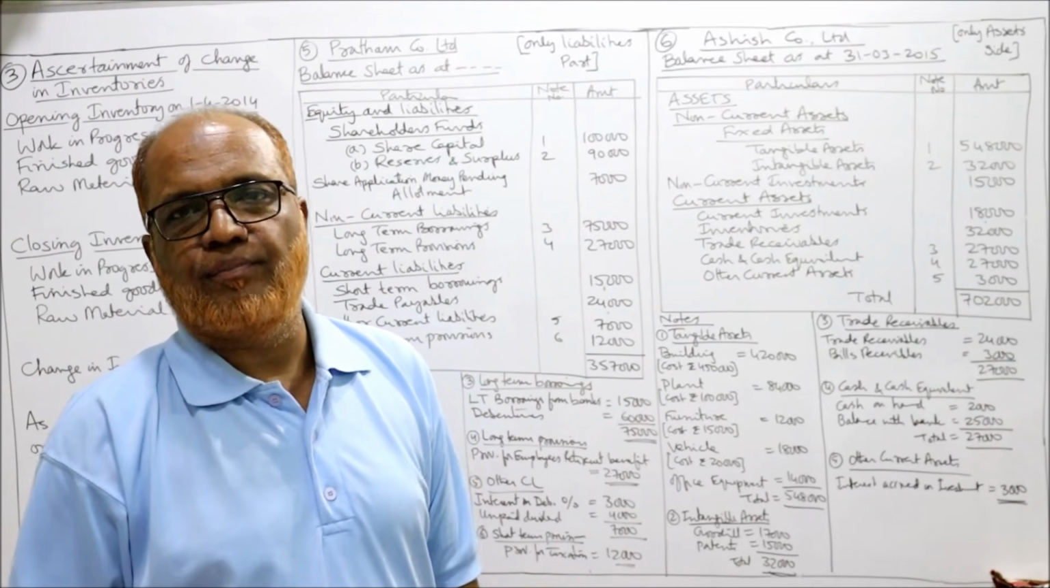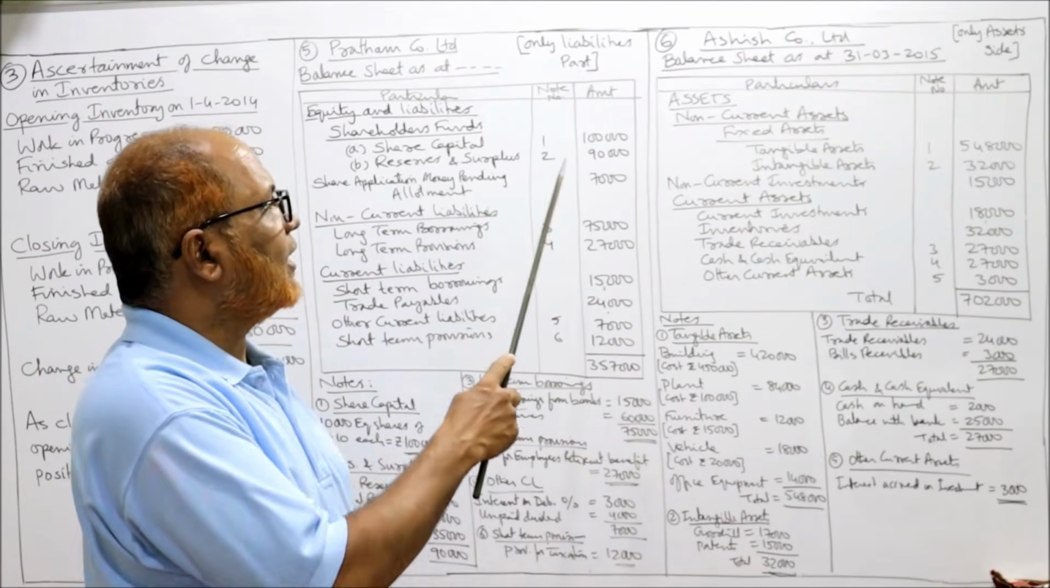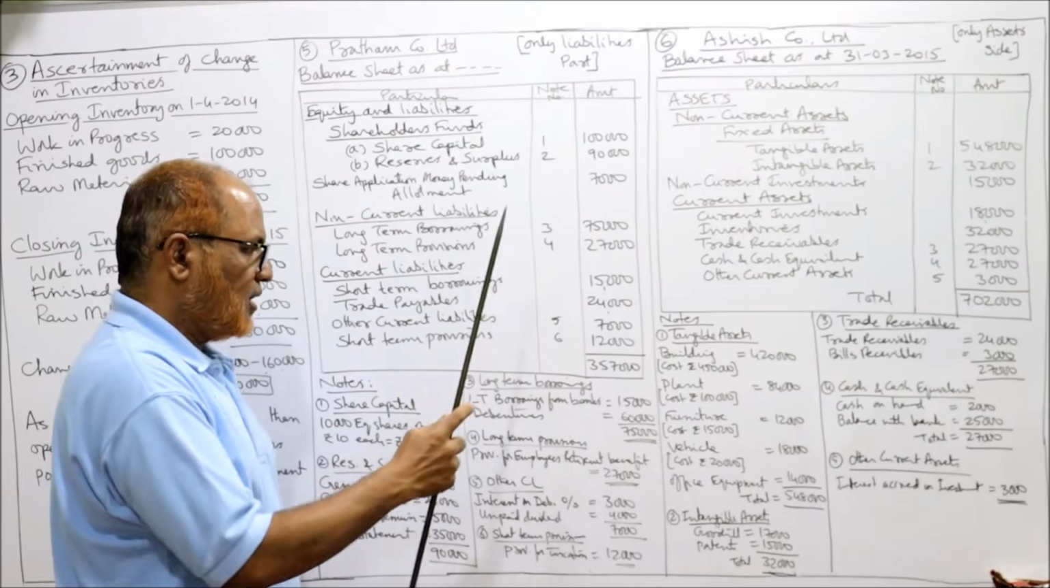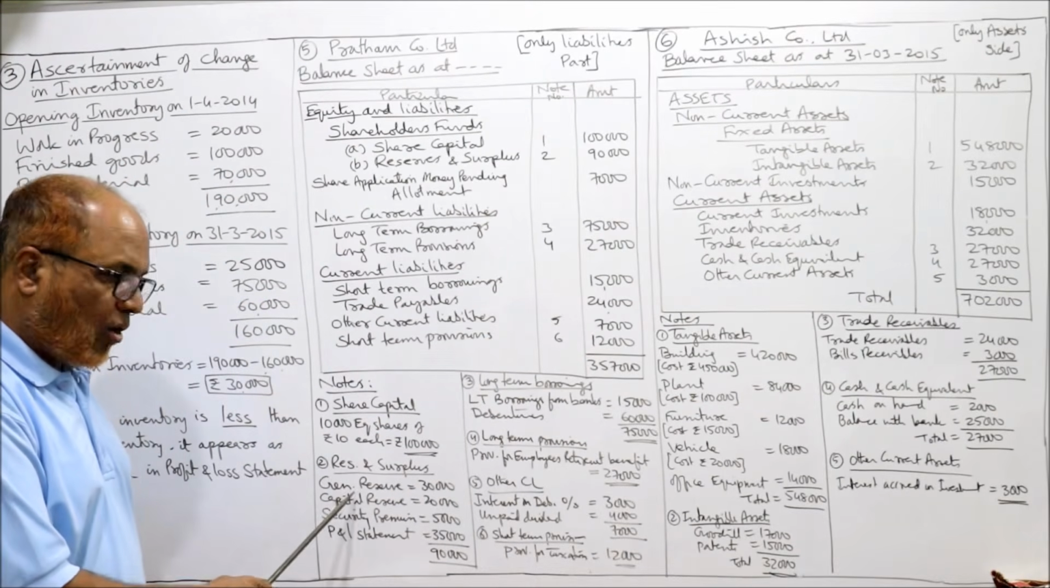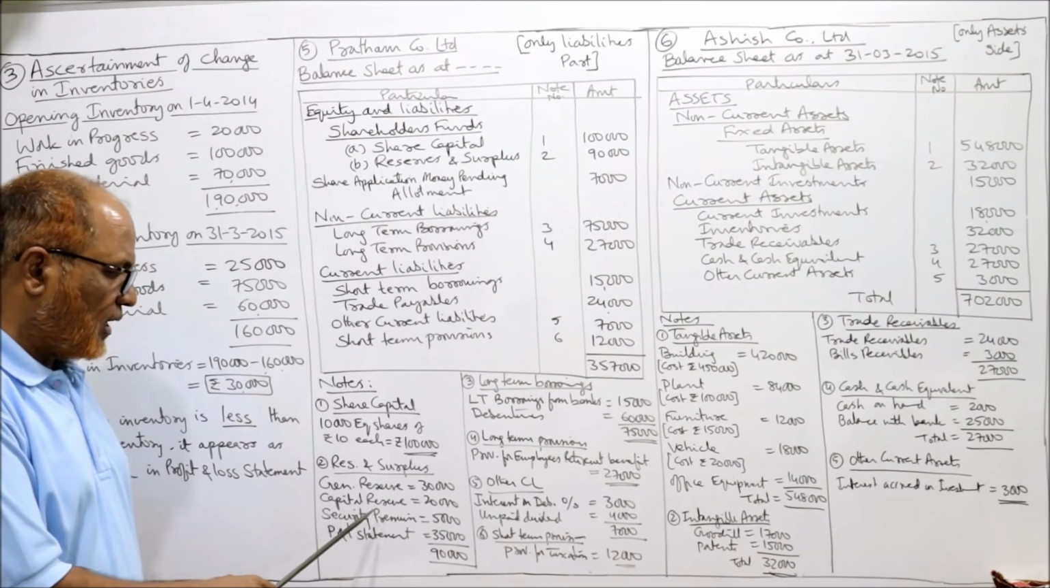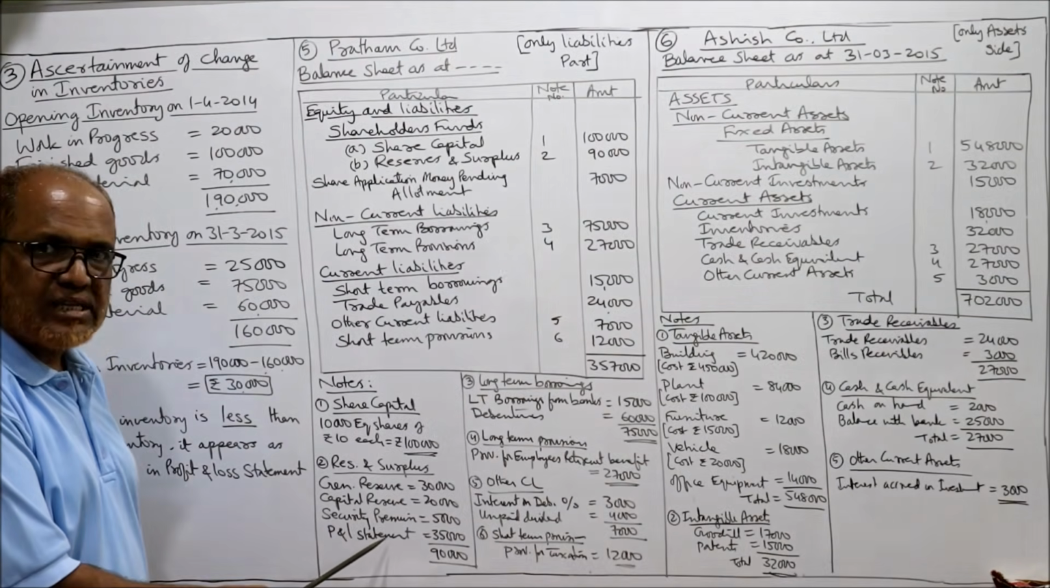General reserve, reserves and surplus. Second note. Second note, reserves and surplus 90,000. In reserves and surplus we have to take all the different types of reserves. General reserve, capital reserve, security premium, profit and loss statement balance, surplus.